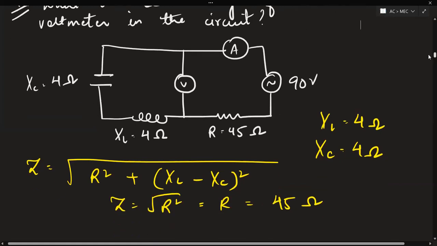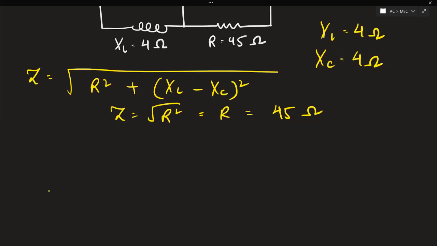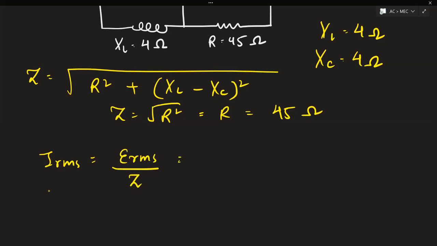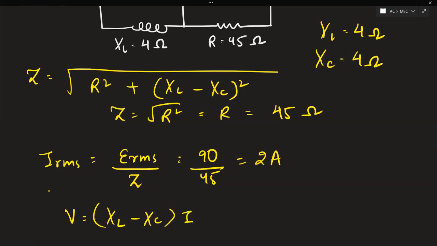So the reading of the ammeter will be equal to IRMS, which will be equal to ERMS divided by Z. ERMS is given as 90, 45 is Z, this becomes 2 ampere. This is how you calculate the IRMS. And for the voltmeter, see, voltmeter will be what? Net resistance into the current. That is how we write current, meaning IRMS. See, these are 0. Voltmeter will give you 0 reading.